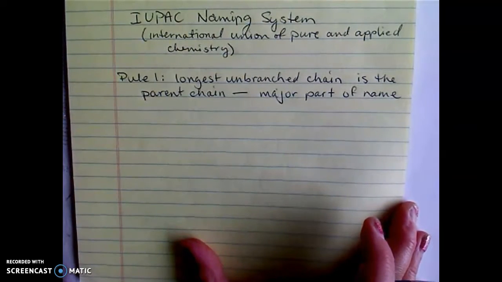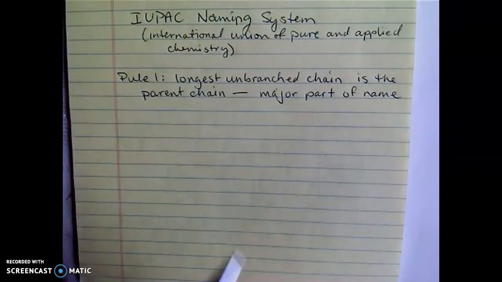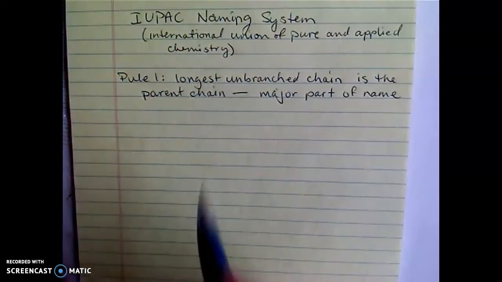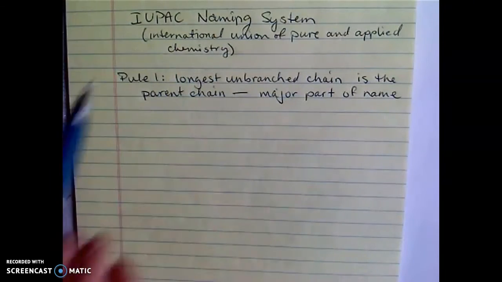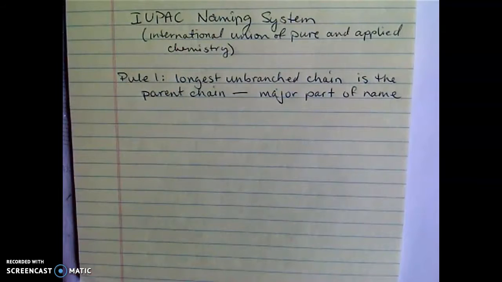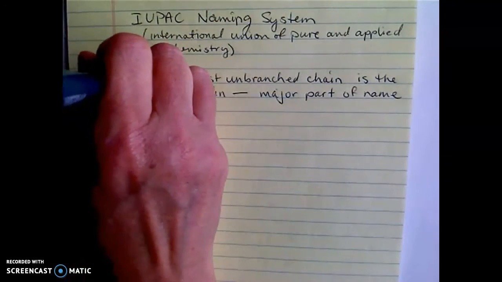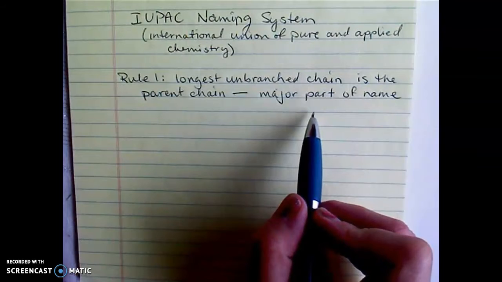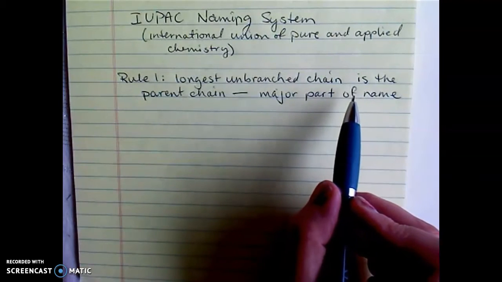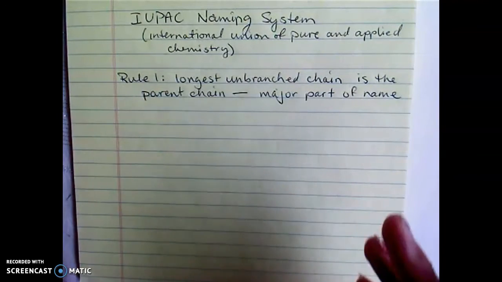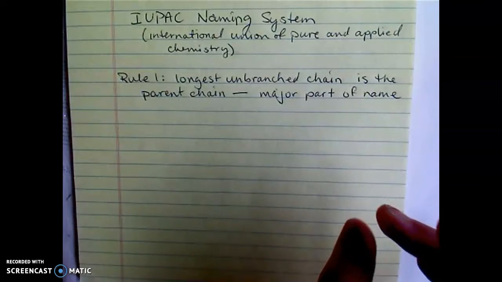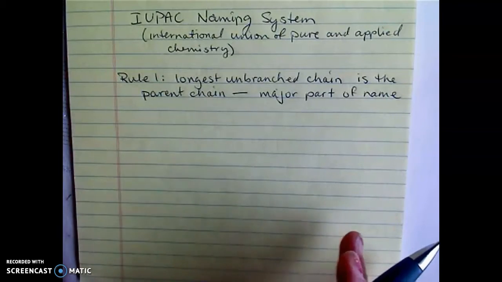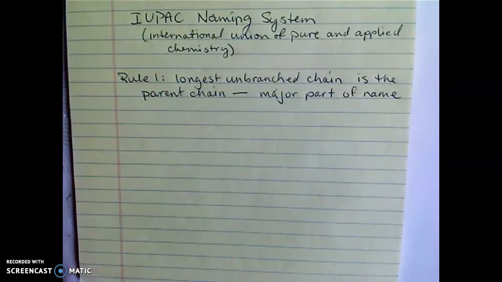The naming system for organic compounds is called the IUPAC naming system, International Union of Pure and Applied Chemistry, hence IUPAC. Much nicer to say. All right, rule number 1. The longest unbranched carbon chain is the parent chain. So that's the major part of your name. That's always going to be at the very end of the full name. Anything extra is going to go in front.